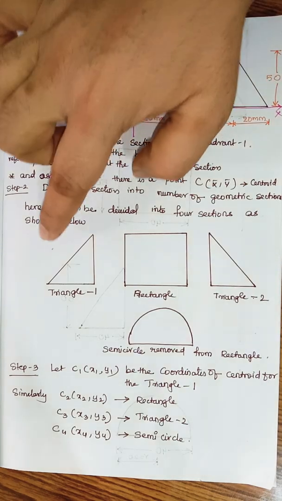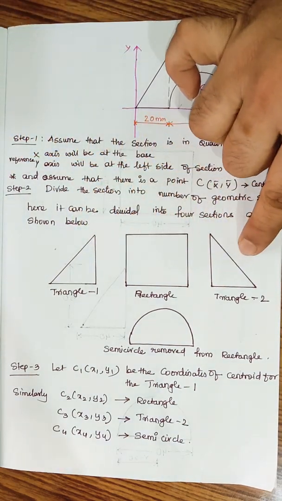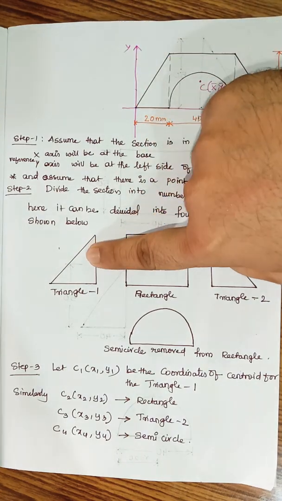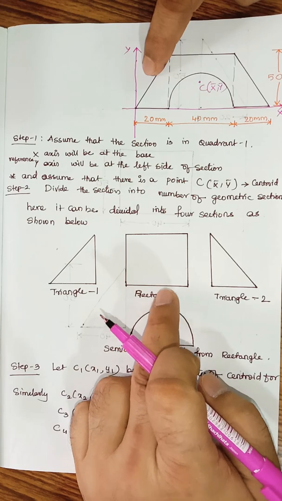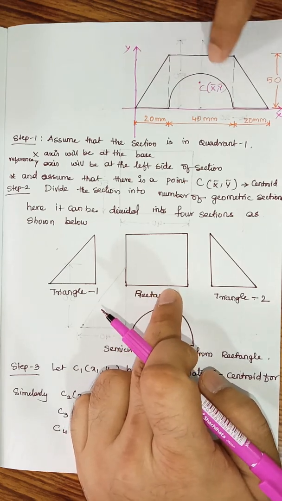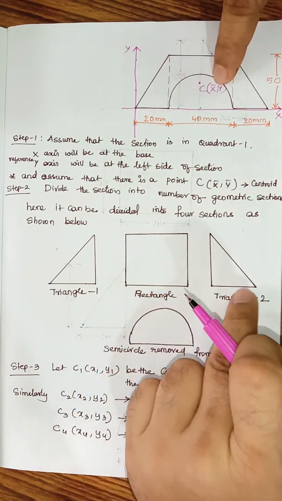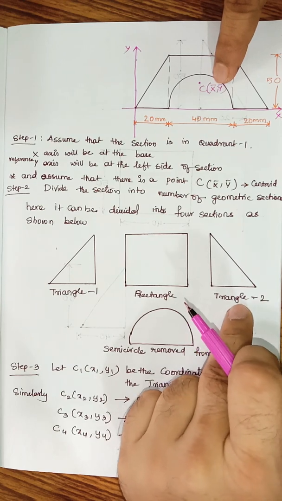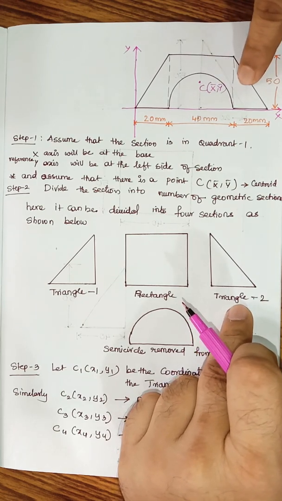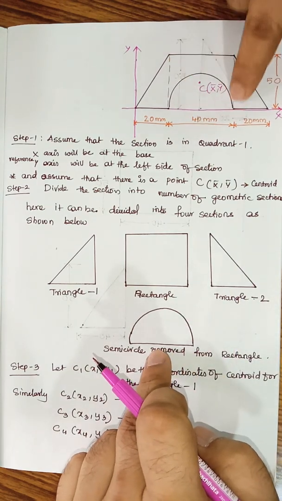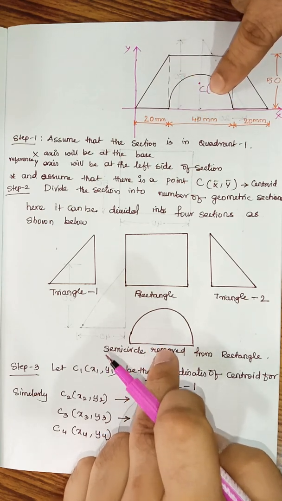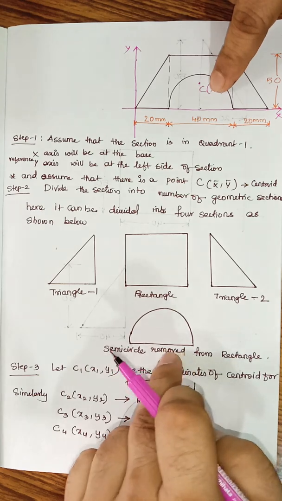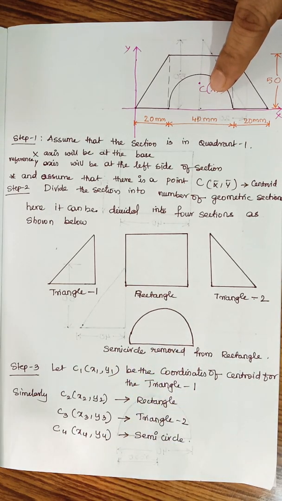Now here I have drawn all the four different sections. The first triangle, I'm just designating this one as the first triangle. Next, in the middle, we have a rectangle. This entire thing is a rectangle. And towards the right side, we have triangle number 2. This is triangle number 2 here. And from the rectangle, a semicircle is being removed. So I'm just drawing the semicircle, which is removed from the rectangle.